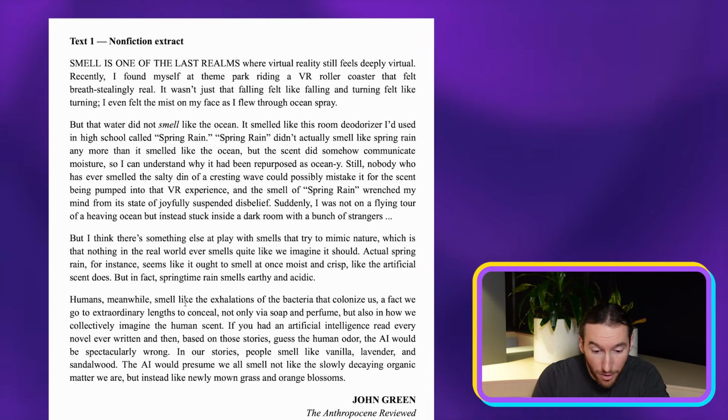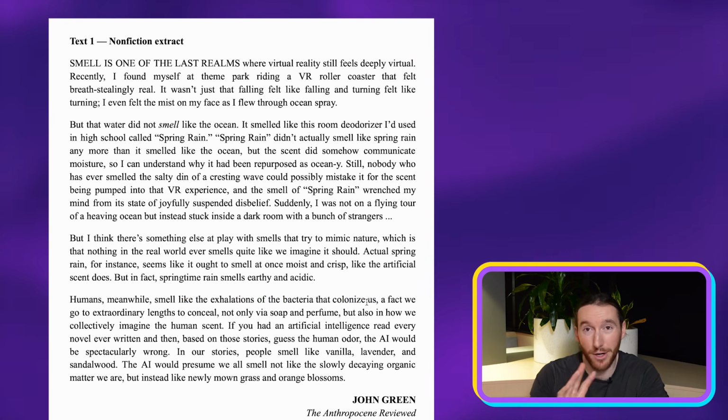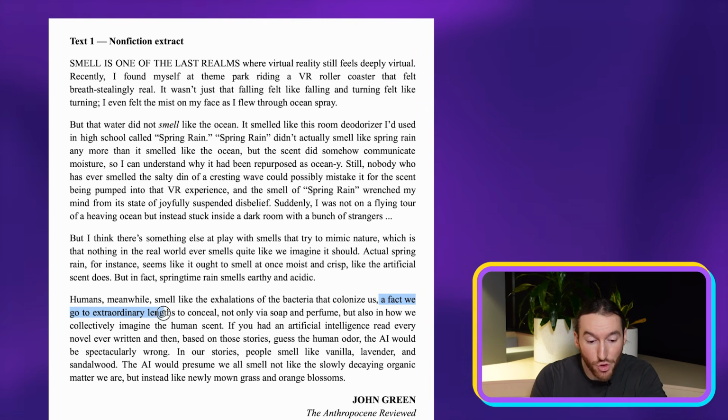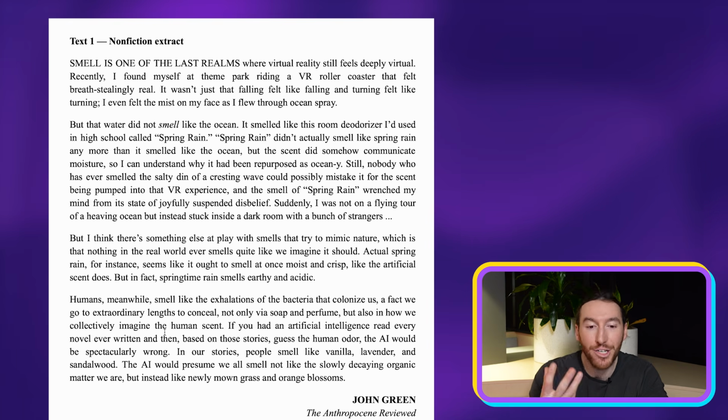Humans, meanwhile, smell like the exhalations of the bacteria that colonize us, right? We smell like exhalations of the bacteria that colonize us. If you don't understand what that's saying, it's basically just saying we smell bad. A fact we go to extraordinary lengths to conceal. It's saying humans like to conceal their real smell, not only via soap and perfume, but also in how we collectively imagine the human scent.